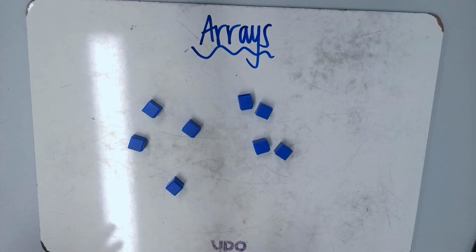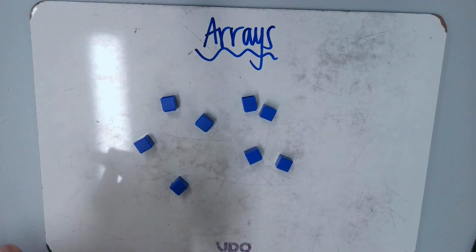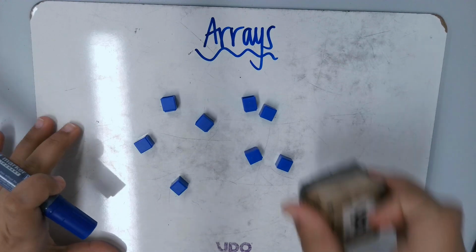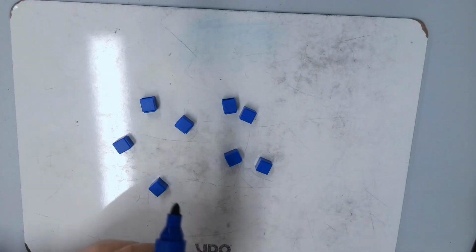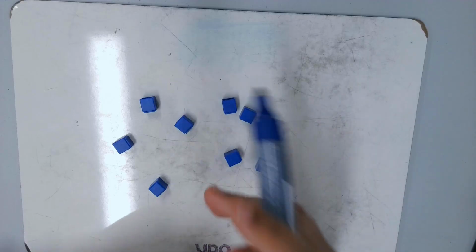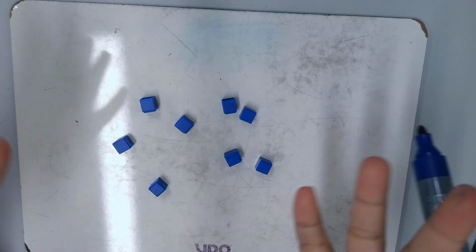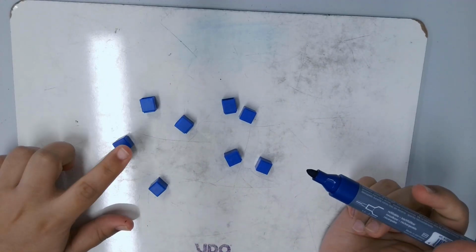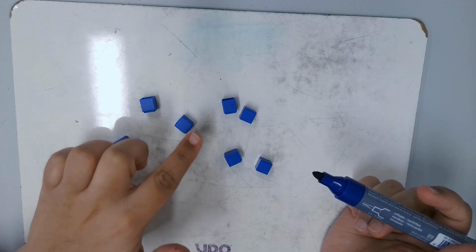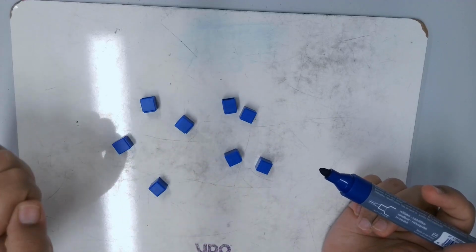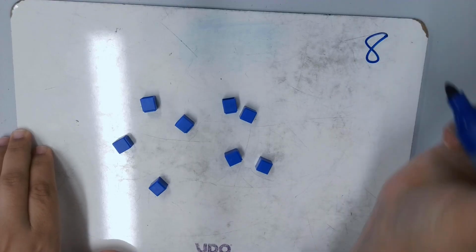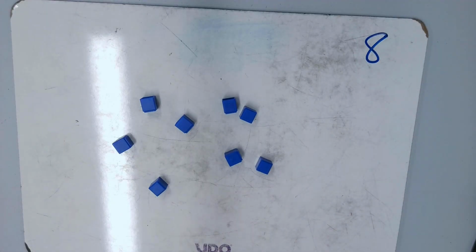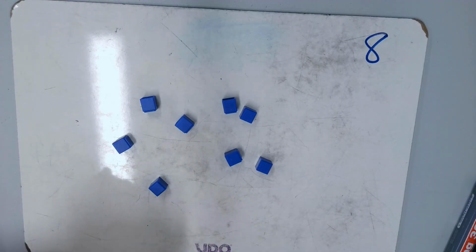Okay, I've got some cubes here and I want to arrange them into an array. Let's see. The first thing I'm going to do is count up my whole. How many cubes have I got all together? 1, 2, 3, 4, 5, 6, 7, 8. I've got 8 cubes altogether. I'm actually just going to write that down. 8 is my whole.